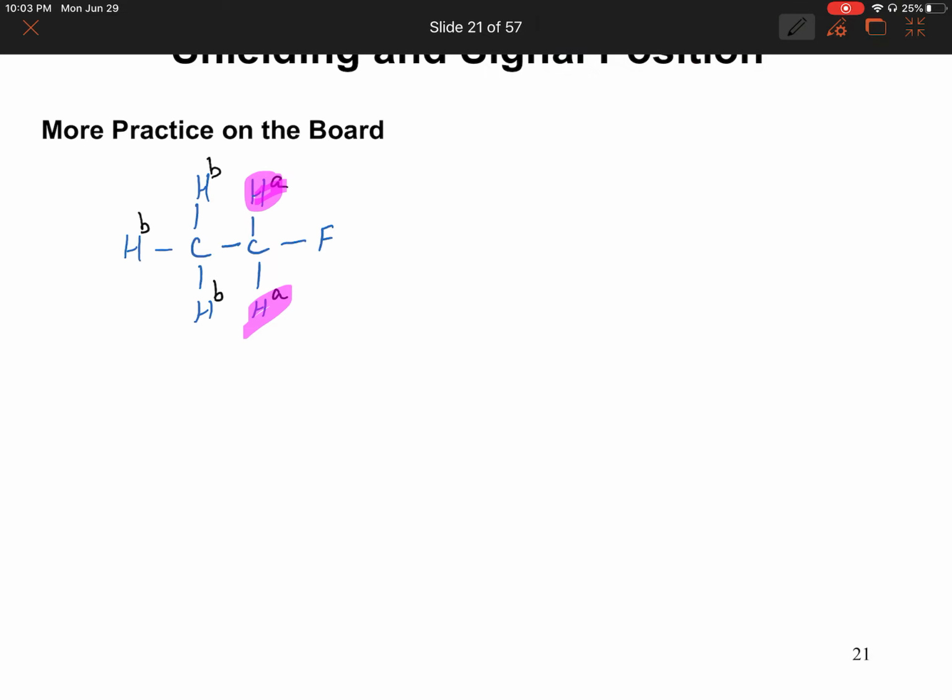Let's try this one. So let's say now we have a fluorine here and a chlorine. If we look at these different hydrogens, we still have two signals here, HA and HB. The question is which ones would be more downfield? Hopefully you realize that the ones that are going to be a little bit more downfield are going to be HB, right? Because fluorine is a lot more electronegative than chlorine, so there's going to be a lot more de-shielding effect. So these will be more downfield.